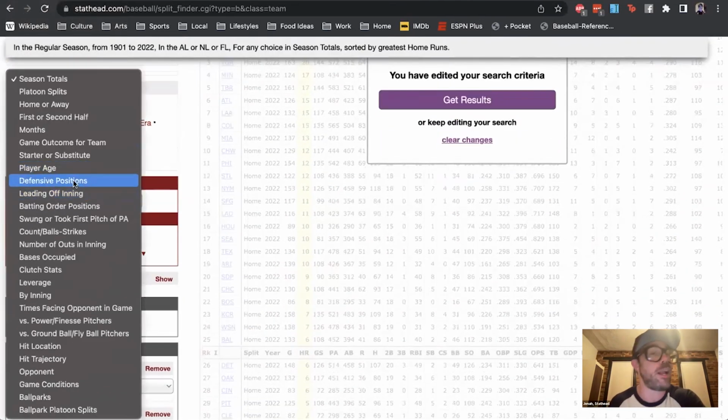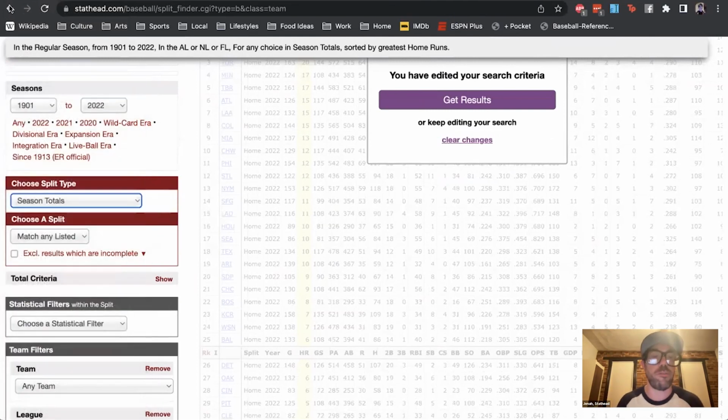So you can see player age, you can see defensive position, you can see how players did in the clutch. There's some really cool stuff. I don't know how much people notice this, but power versus finesse pitchers, you can see how hitters do versus different types of pitchers, ground ball versus fly ball pitchers. All that stuff is in the split finder.